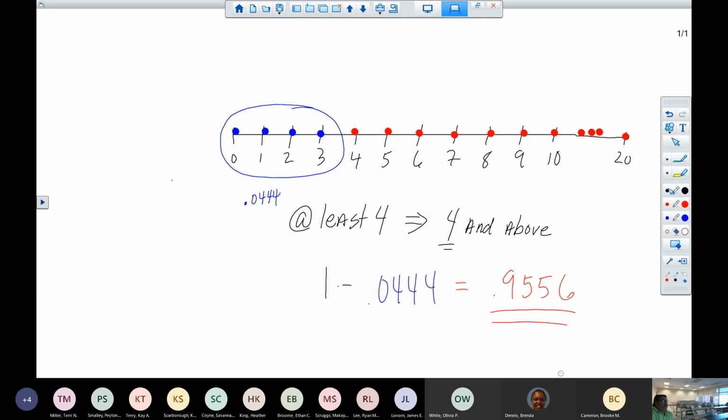Now, if you look at that number line, you should see what I'm talking about. We just did less than 4. Sorry, not 4 or less. Less than 4. That's the blue area. We know that the probabilities of all of them is equal to 1. So if I want the red area, I just subtract the blue area from 1. And that gives me the probability of 4 or more. That's why the number line is so important. It helps you see what you're actually getting.